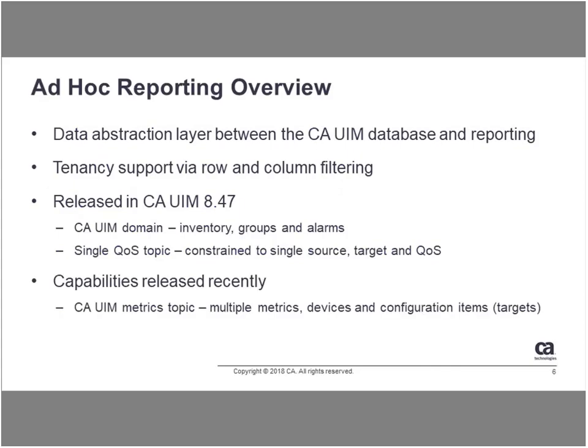So, ad hoc reporting. In some of the earlier versions of CABI, we added an ad hoc reporting layer that covered devices, groups, and alarms. So you could do very sophisticated ad hoc reporting against those data sets. We also had what we were calling a QoS topic, and the QoS topic only supported a single device and a single metric against a single configuration item, or CI. So it's fairly limited what we could do there.